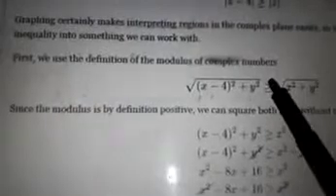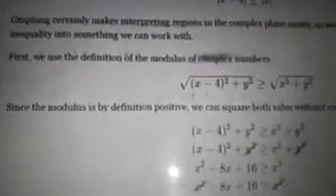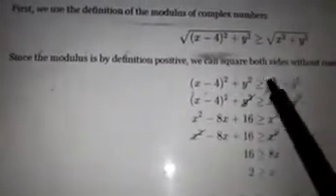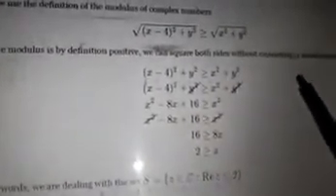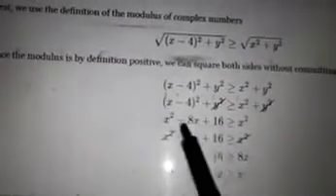First, we use the definition of the modulus of a complex number: the square root of (x - 4)^2 + y^2 is greater than or equal to the square root of x^2 + y^2. Since the modulus is by definition positive, we can square both sides without committing a mathematical sin. So, (x - 4)^2 + y^2 is greater than or equal to x^2 + y^2.